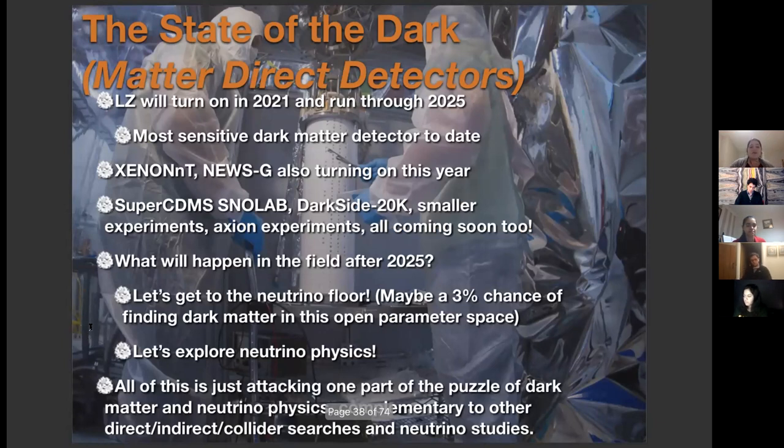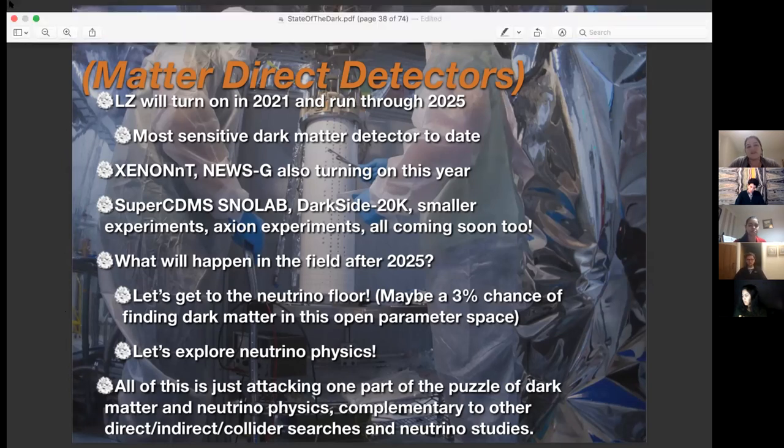But what's going to happen in our field after 2025? Well, let's get down to that neutrino floor. Let's not leave any space unexplored, where a lot of those models really show there's a strong chance of a WIMP particle being there. And with a bigger detector, we're not just studying dark matter, we're also studying neutrino physics. So all of that's quite exciting, and what we can do with these dark matter detectors.